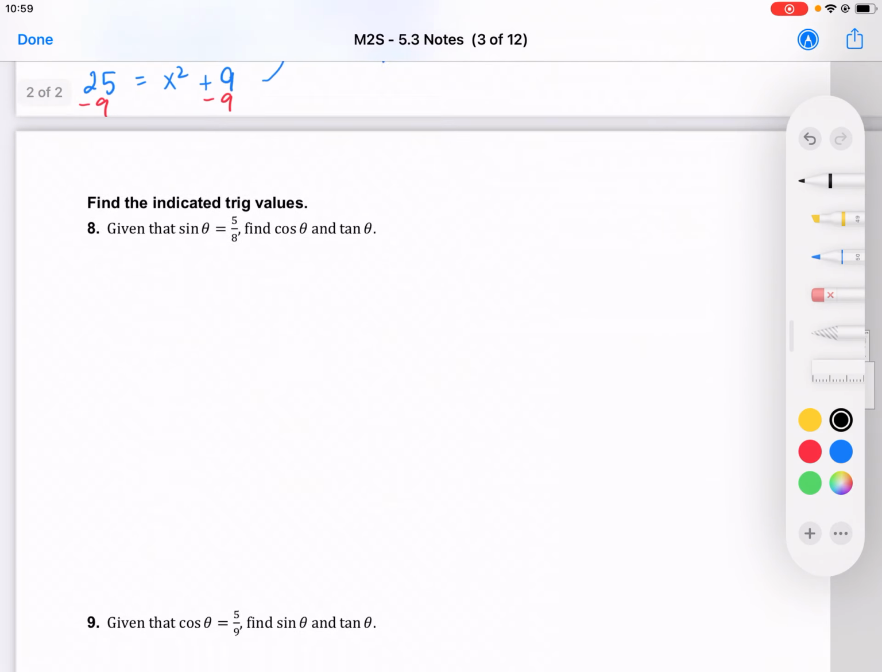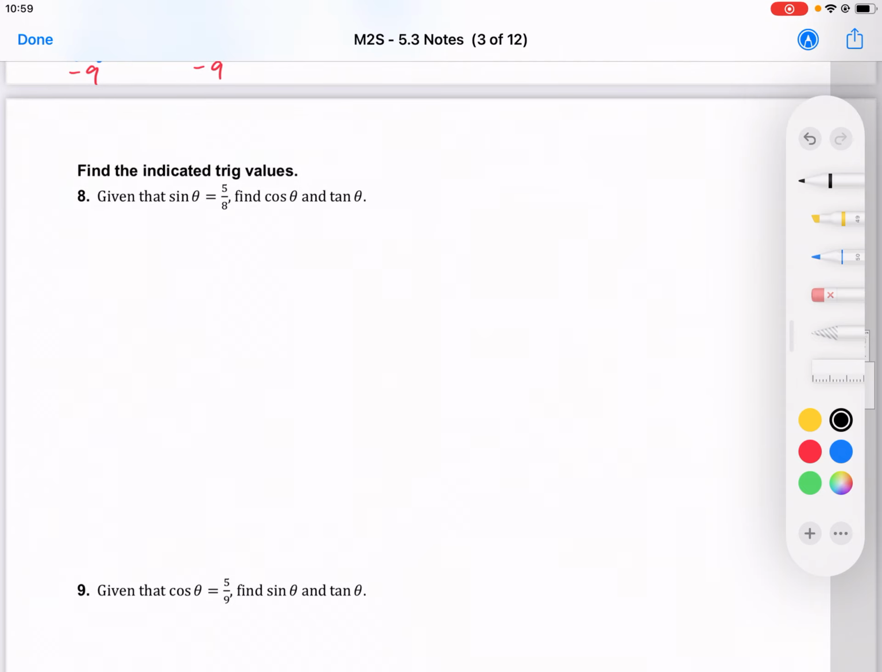Let's go ahead and do another one of those. Okay, once again, I would always make a little triangle. If you make them all look exactly the same, that's okay. Just make sure it's a right triangle. And we're going to use our SOHCAHTOA. So sine is opposite over hypotenuse. Cosine is adjacent over hypotenuse. Tangent is opposite over adjacent.